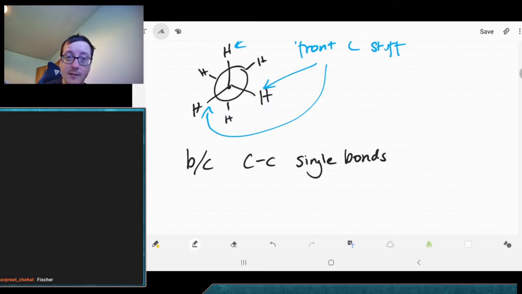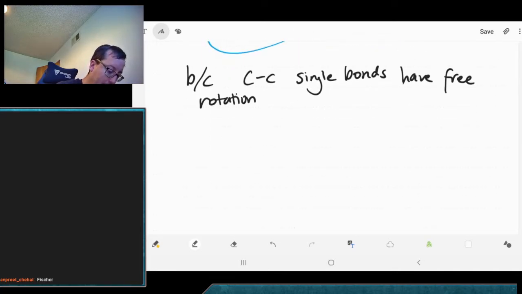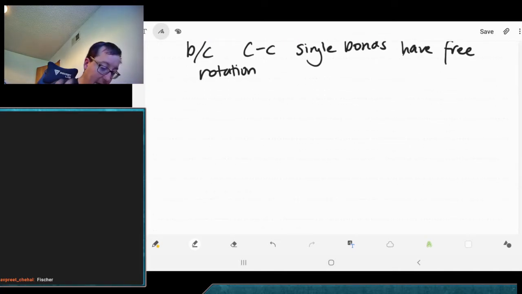Carbon-carbon single bonds, like any single bonds, have free rotation. These things can rotate around. And so the Newman projection is particularly useful for evaluating things as they're rotating around. We're going to see if we rotate one of these carbons, we're going to end up with something a little different. And we're going to see the energetics of it.